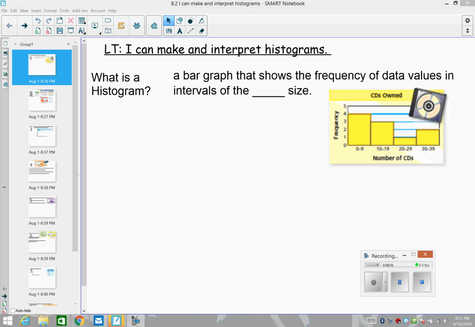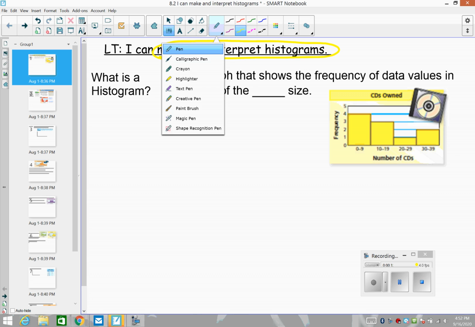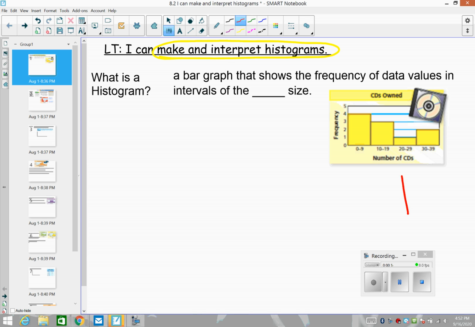Hey, math friends, our learning target today is that I can make and interpret histograms. So we're going to talk about what a histogram is. This is a histogram over here. It looks very much like a bar graph. There are a few things that are different about it. So what is a histogram?